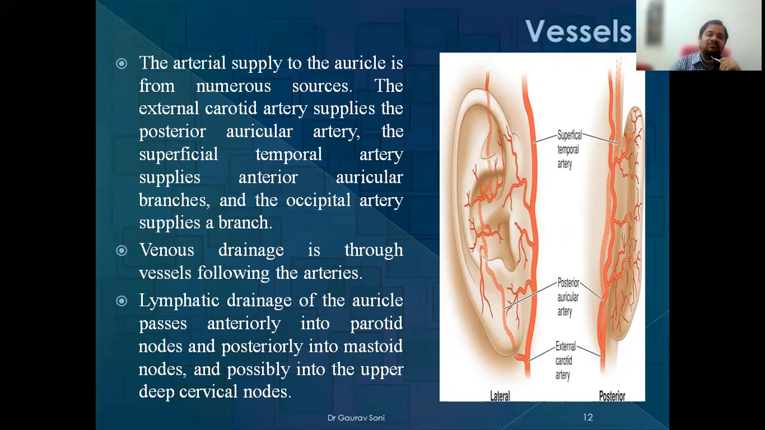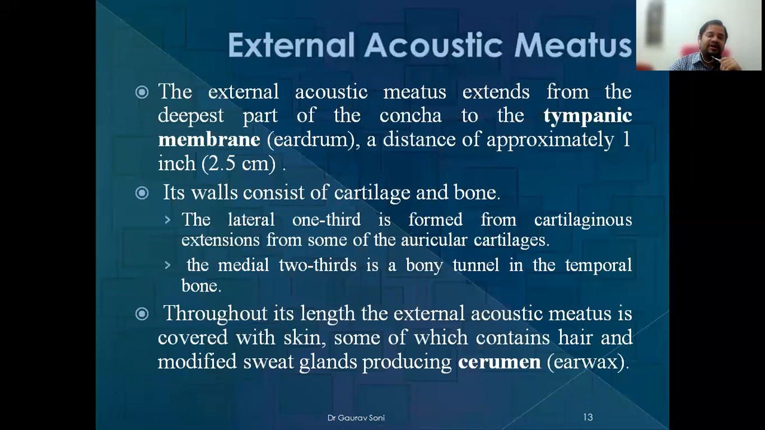For venous drainage, it is through vessels following the arteries, so there are no same-named vessels. Lymphatic drainage of the auricle passes anteriorly into the parotid nodes and posteriorly into the mastoid nodes, possibly up to the deep cervical nodes. So this was about the auricle.